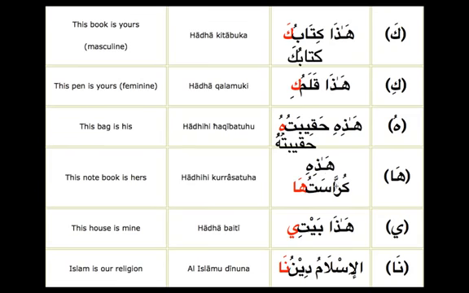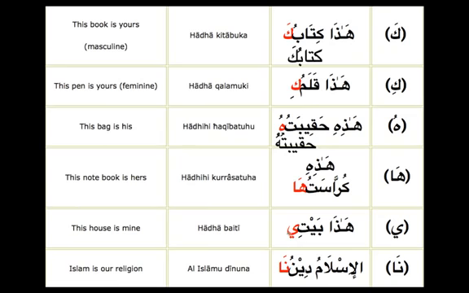So hadihi kurrasatuha. Kurrasatu means notebook, a stack of notebooks. Why do we use hadihi? Because kurrasatu is a feminine word. So hadihi kurrasatuha, this is her notebook. So hada baiti, ya mutakallim, means it is talking about ourselves, yourself. Baiti is my house. This is my house.